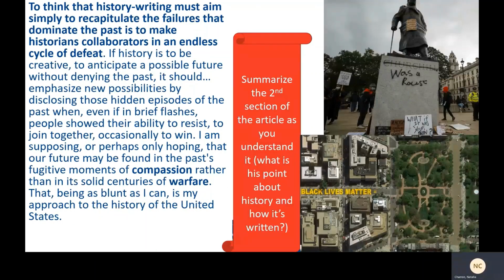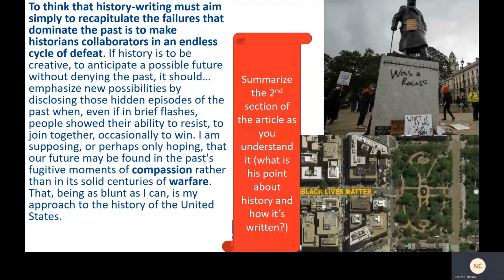To think that history writing must aim simply to recapitulate the failures that dominate the past is to make historians collaborators in an endless cycle of defeat. If history is to be creative, to anticipate a possible future without denying the past, it should emphasize new possibilities by disclosing those hidden episodes of the past when, even if in brief flashes, people showed their ability to resist, to join together, occasionally to win.